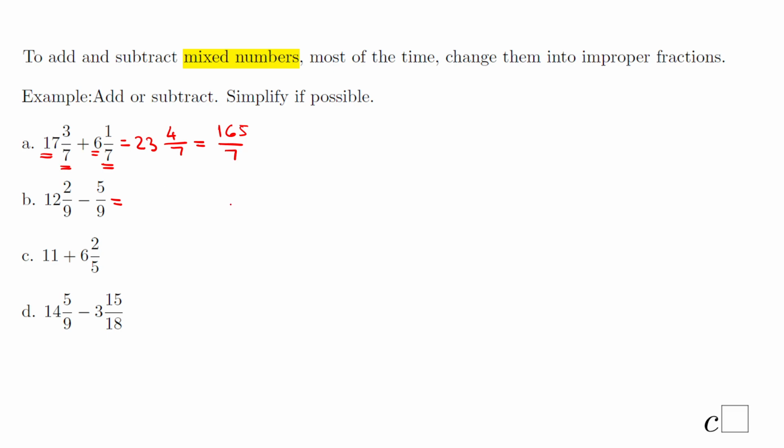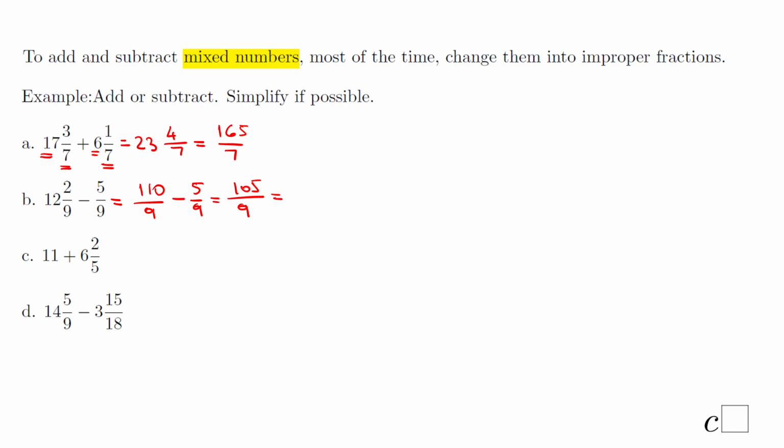So we have 12 times 9, that's the first thing you're going to do, which is 108, plus 2, that is 110. So 110 over 9 will be the equivalent form for the 12 and 2 over 9, minus 5 over 9. And now we keep that 9, the denominator, and we have 110 minus 5, 105. This is a good answer.